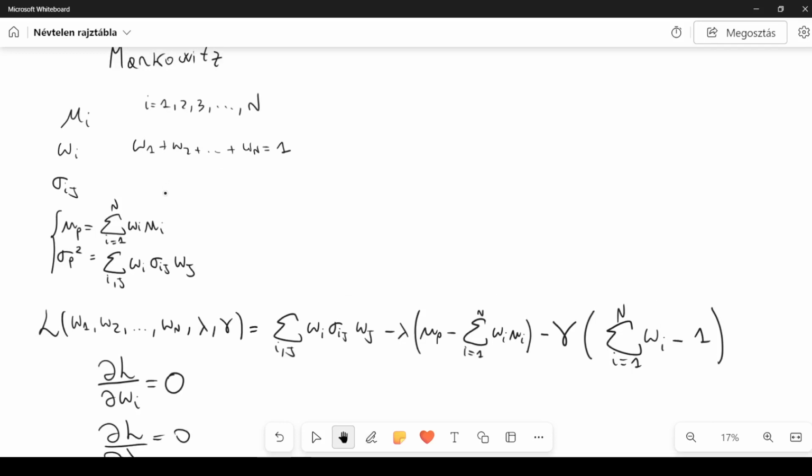Simple as that. Whereas the first equation here will give us the following. When we take the partial derivative of this expression with respect to omega_i, you have to remember that i here is a dummy index because we are summing over i, and this j is also a dummy index.